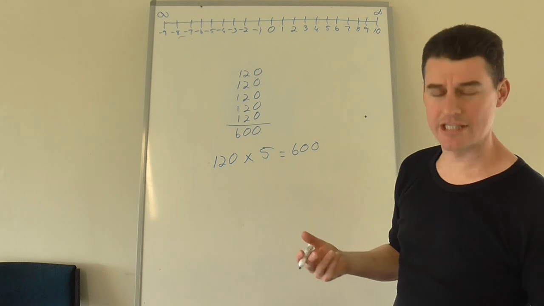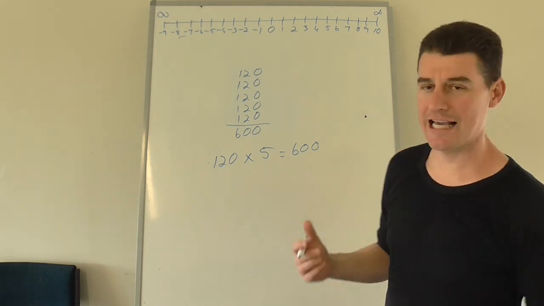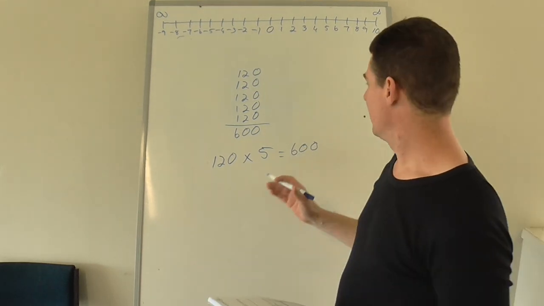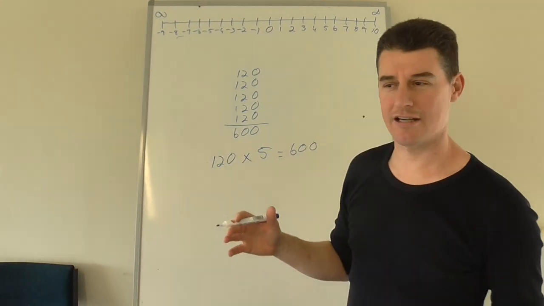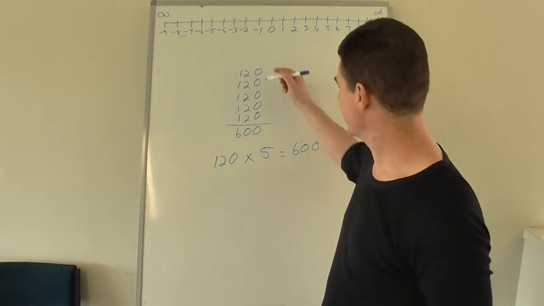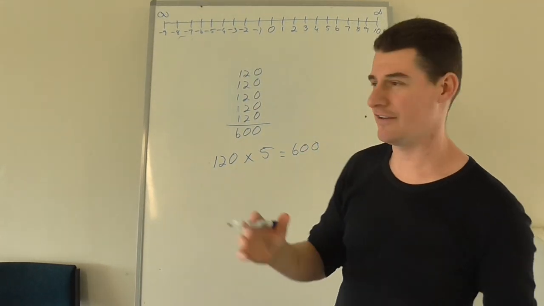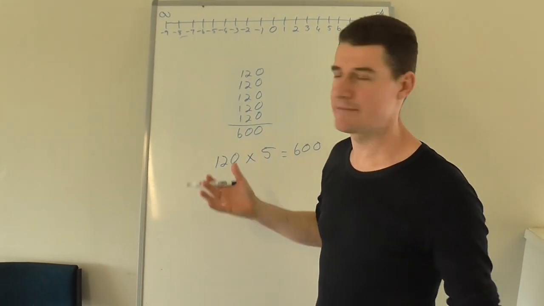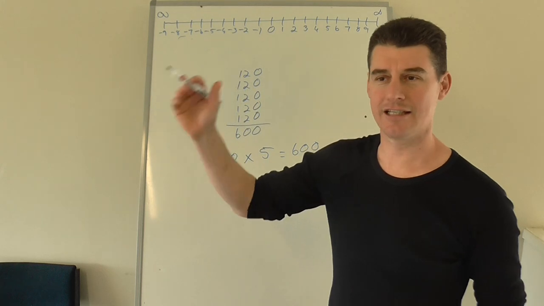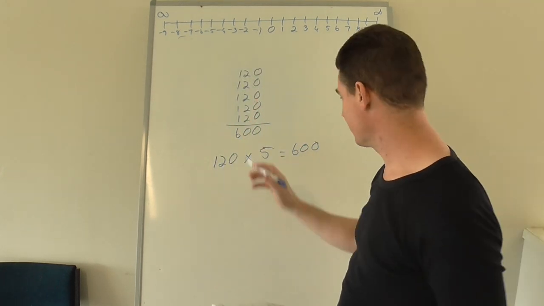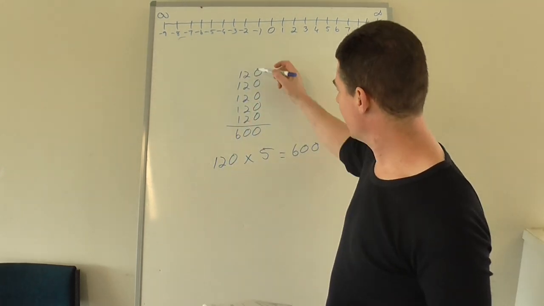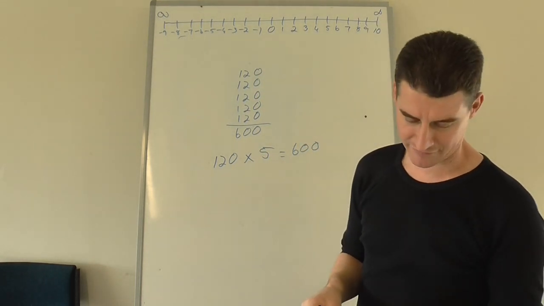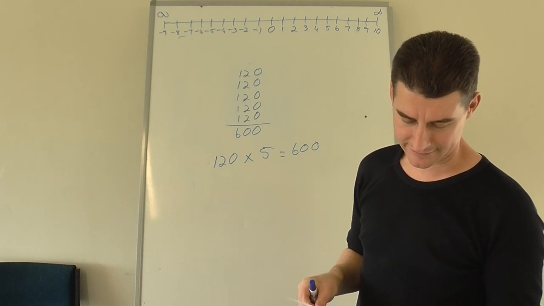So multiplication is just a faster way of adding up. It's the adding up of the same, or almost the same, number. Like you can see there, 120 times 5 means 5 times 120, but it means you add it 5 times, like I explained here. So you can either add it up per day, or you can simply say 120 times 5.